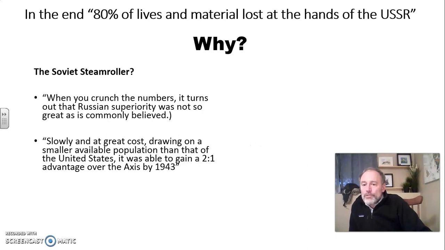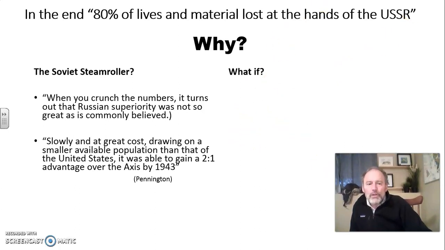Slowly and at great cost, drawing on a smaller available population than that of the United States, it was able to gain a 2-to-1 advantage over the Axis by 1943. But remember, it was already in 41 that they blunted the German attack, and then later on in 42 is when Stalingrad occurred. Now, what if?